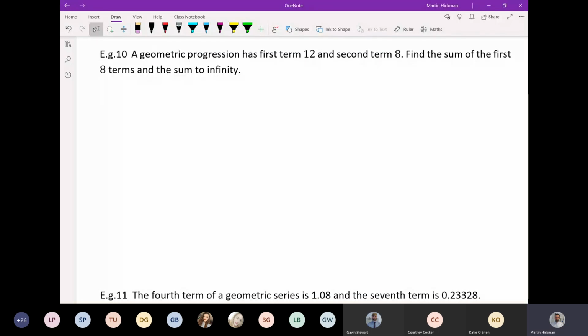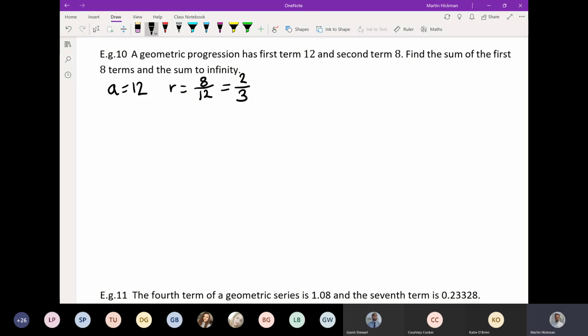A geometric progression has first term 12 and second term 8. Find the sum of the first 8 terms and the sum to infinity. So we have a geometric progression. We know our first term, our a, is 12. And we know that r is just the second term divided by the first one. r is just 2/3.